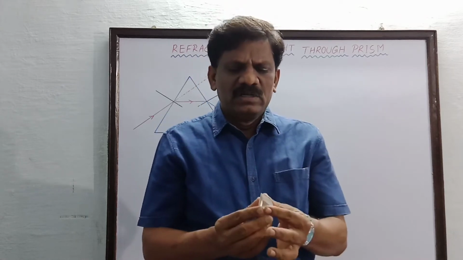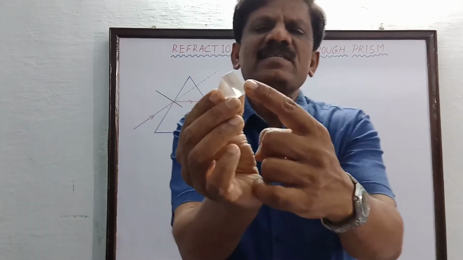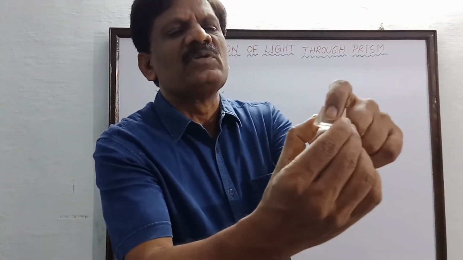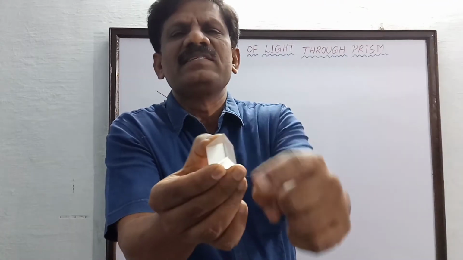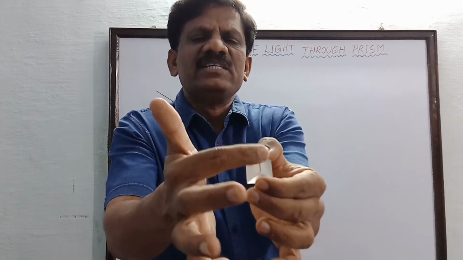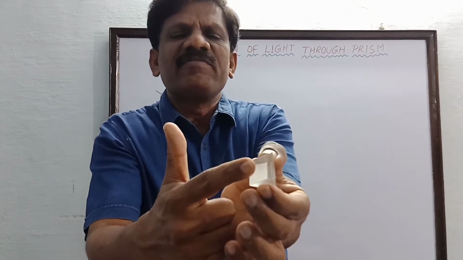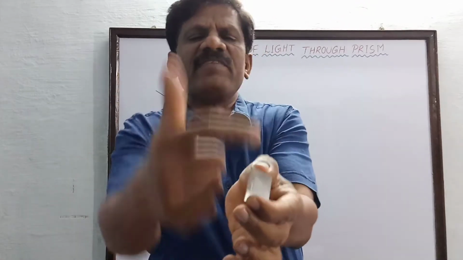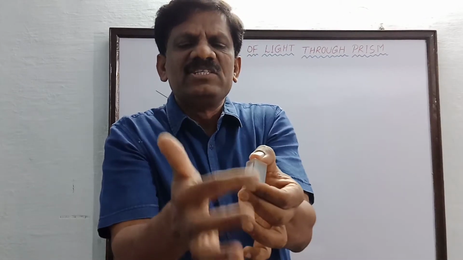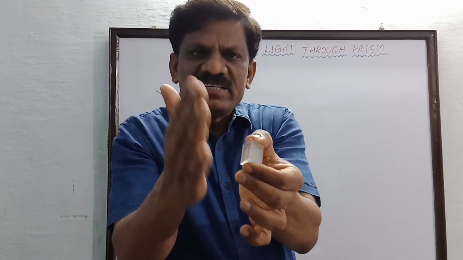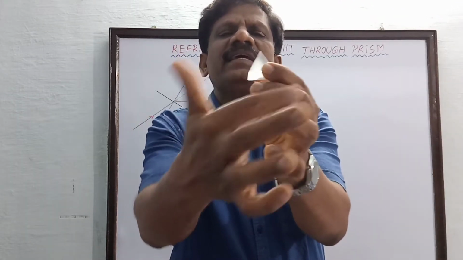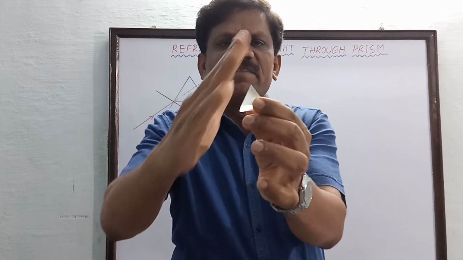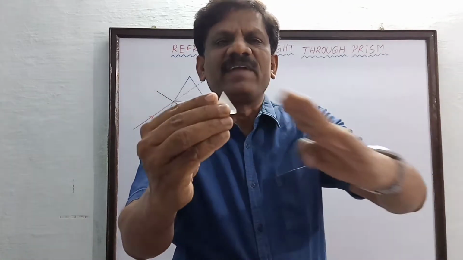Now can you all see that this is one polished surface and this is the opposite polished surface. These 2 polished surfaces are meeting at this edge. This is the edge at which this refracting face and this refracting face are meeting. So this edge is called the refracting edge. If you look at the prism towards you, you can see a triangular cross section, isn't it? The left side is one refracting face and the right side is another refracting face.